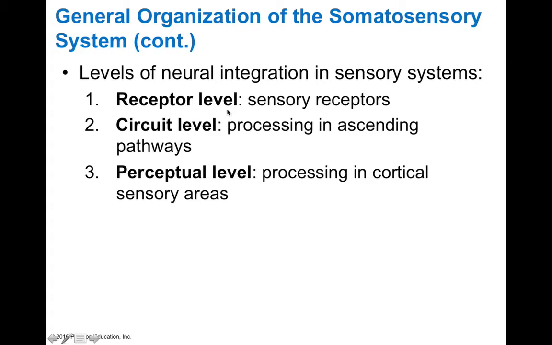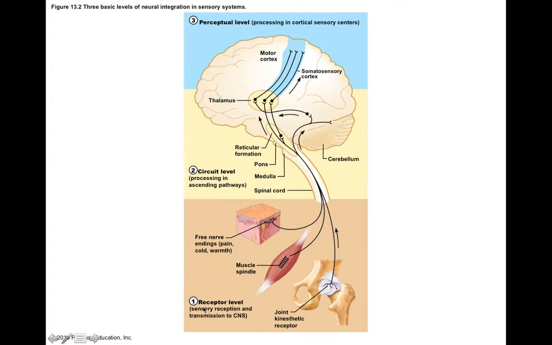Now we can talk about how information is processed and sent in three major levels. We have the receptor level, circuit level, and perceptual level. The receptor level is where your receptors are. We have somatosensory receptors in our skin, in our muscles, in our joint capsules. These receptors could be sensitive to a variety of different stimuli, whether it's pain and temperature, touch, vibration, pressure, or stretch. It ultimately depends on the receptor itself.